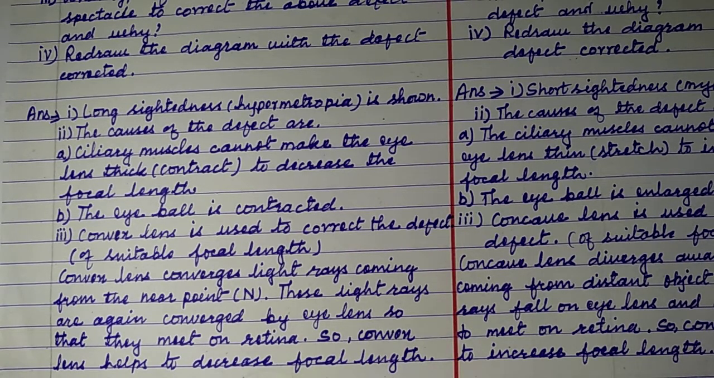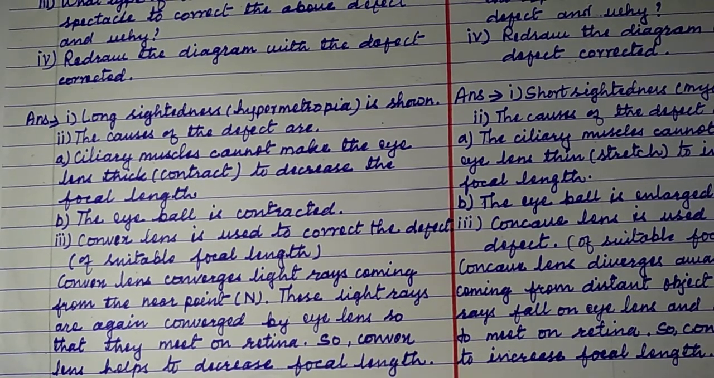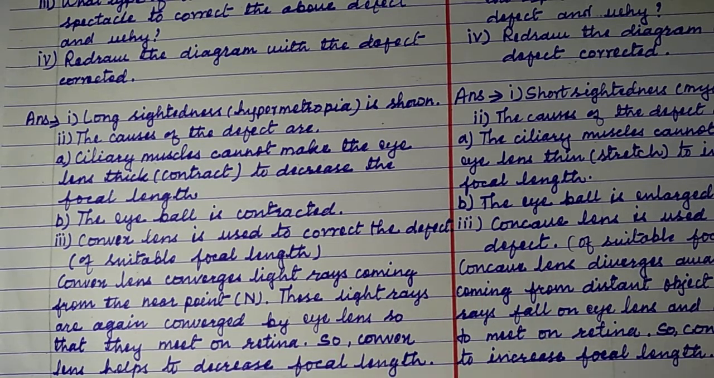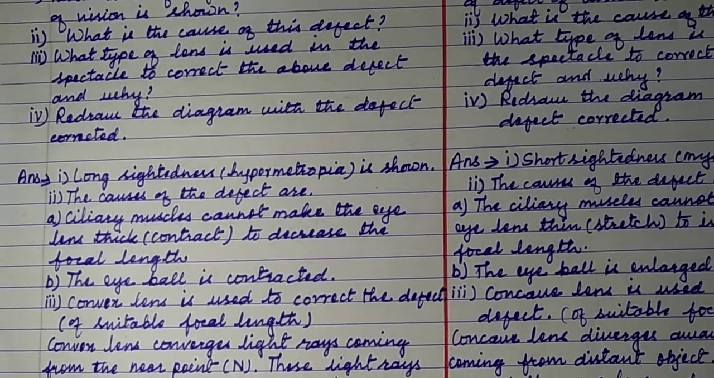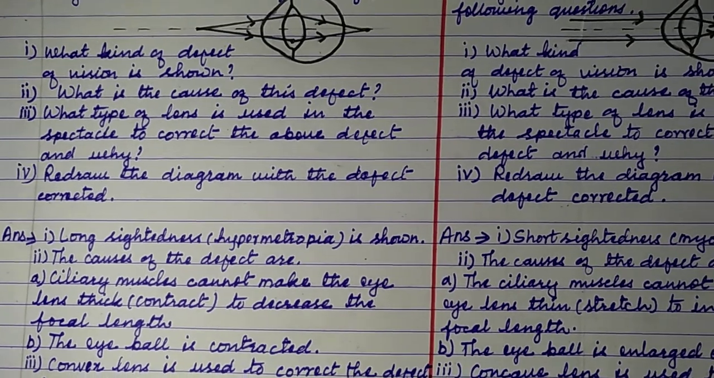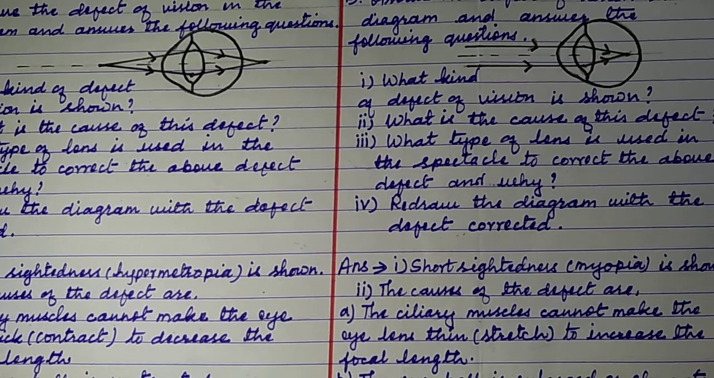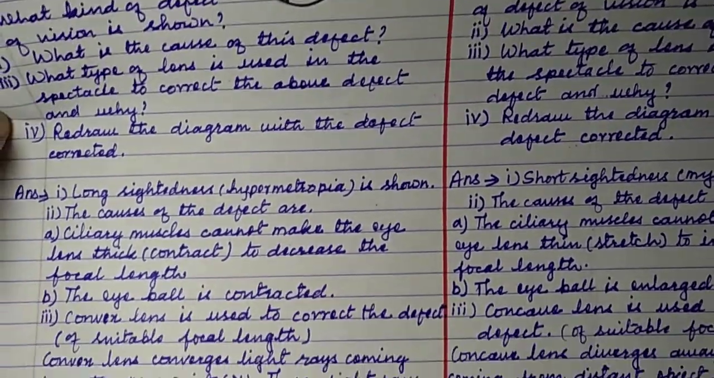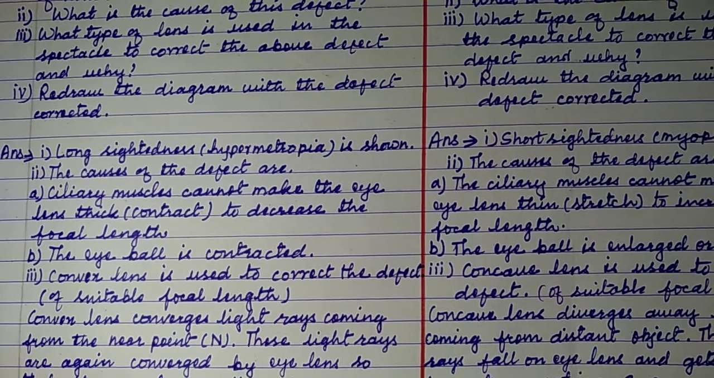The next question is, what type of lens is used in the spectacle to correct the above defect and why? For short-sightedness also it is the same question. For long-sightedness, convex lens is used, and for short-sightedness, concave lens is used. So for long-sightedness, convex lens is used. For short-sightedness, concave lens is used.